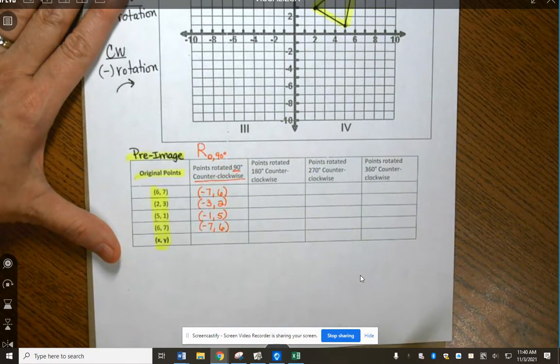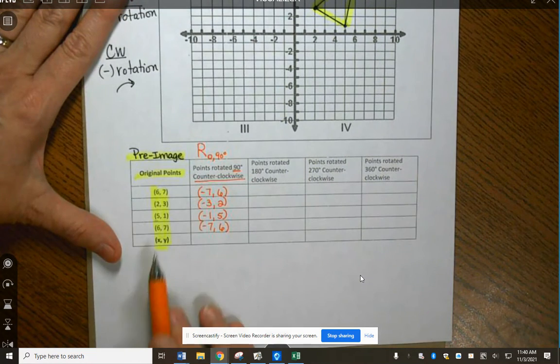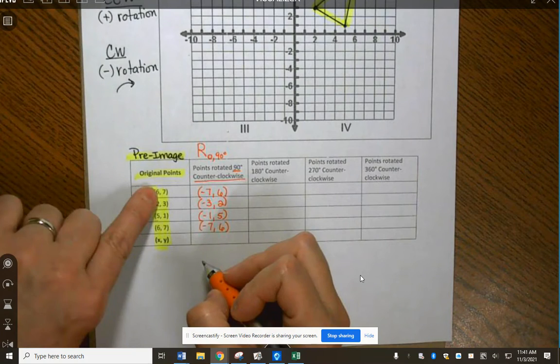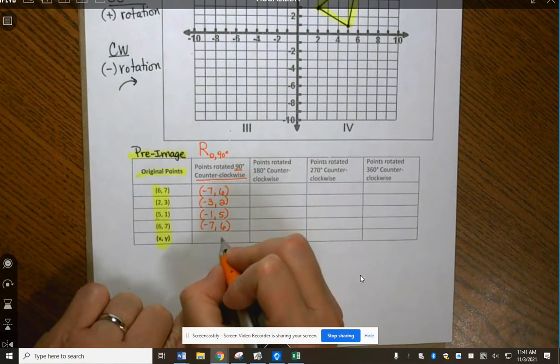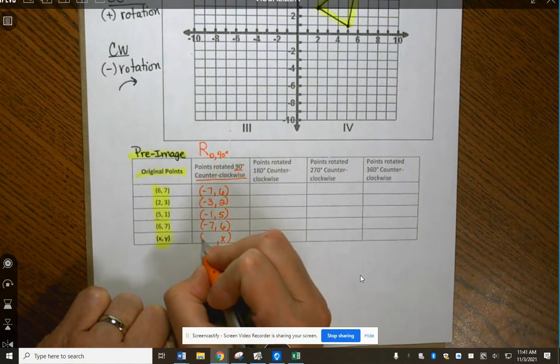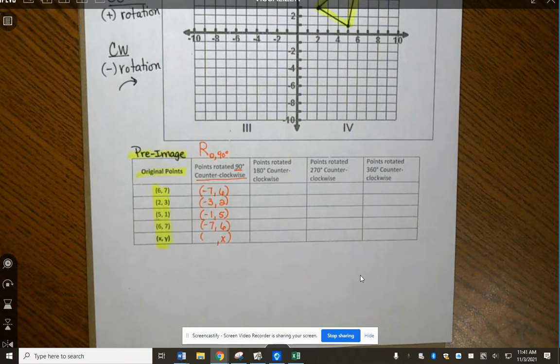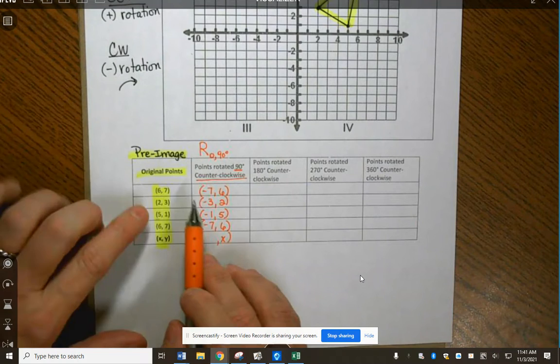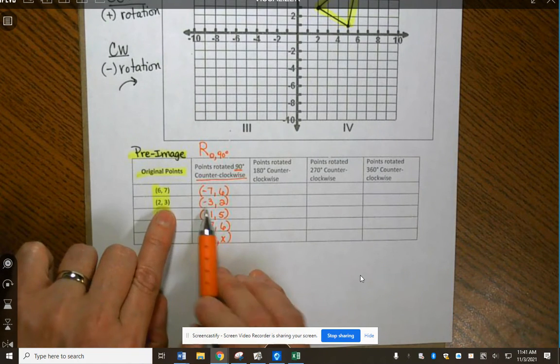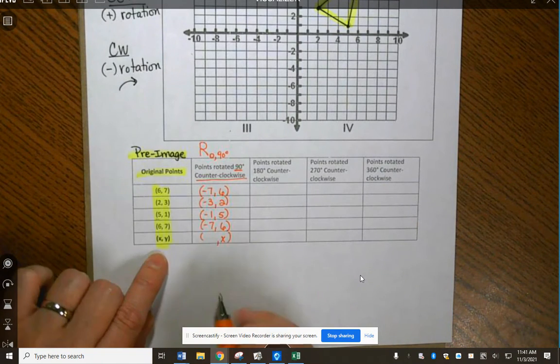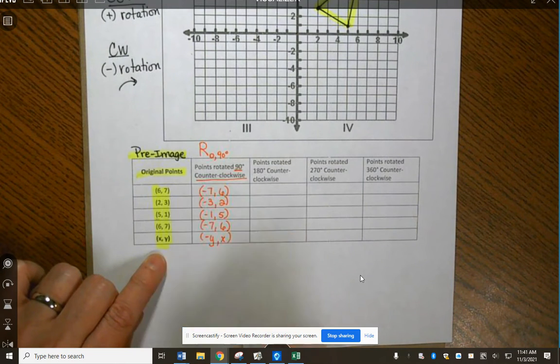So what's happening to the function rule? The original x coordinate moved to the y's location, so the original x becomes the new y value. And the original y value changed signs and moved into the new x position. So this would be the opposite of y.